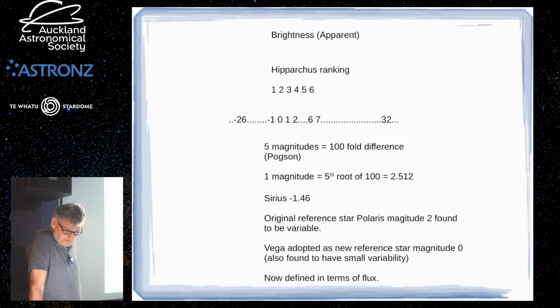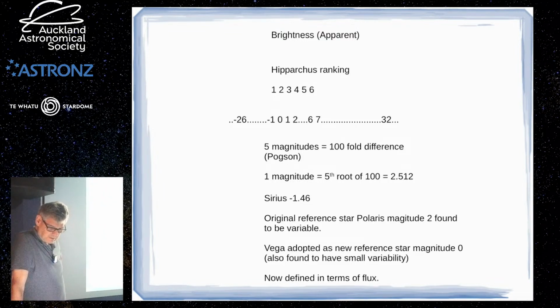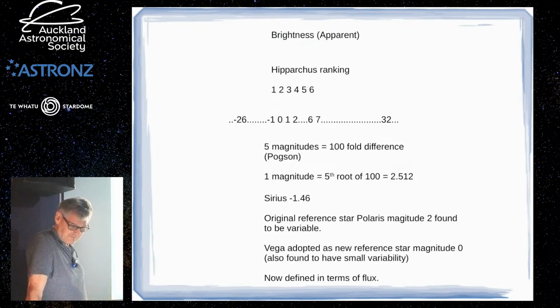Okay, so you need some way to calibrate this, obviously, and originally Polaris was used as the baseline for magnitude 2, but then it turns out that Polaris is variable. When that was discovered, they moved to Vega. That's a magnitude 0, but that's slightly variable as well. So they don't use stars now as the method of calibration. They use an absolute flux as measured with a photometer or CCD camera.